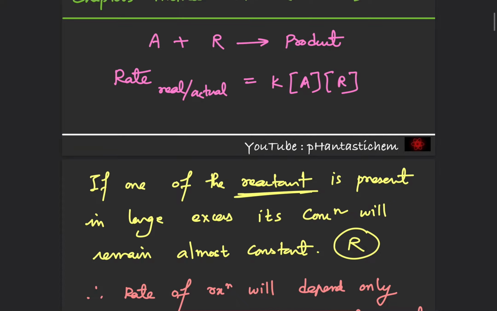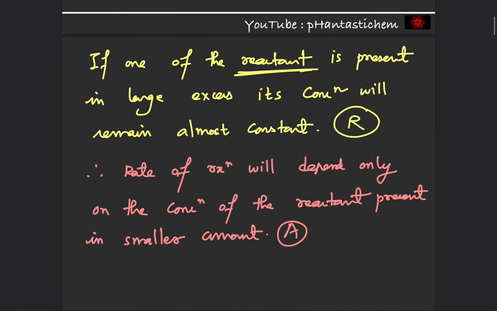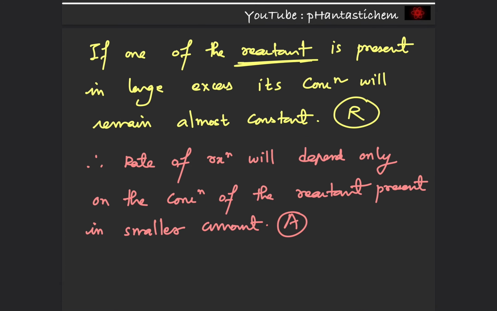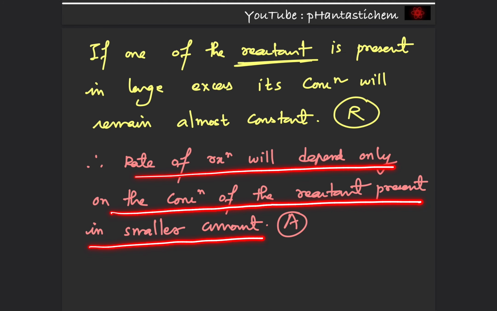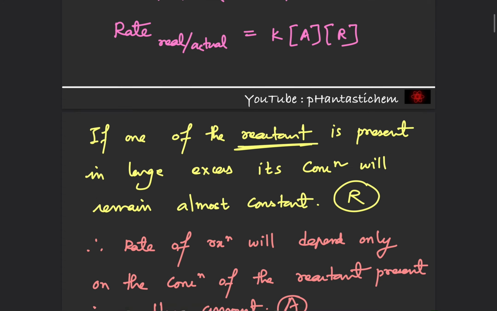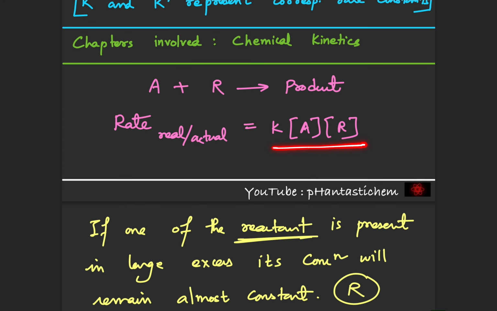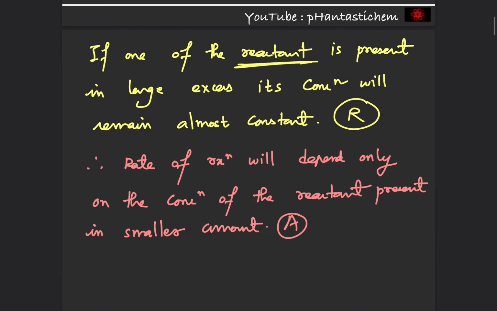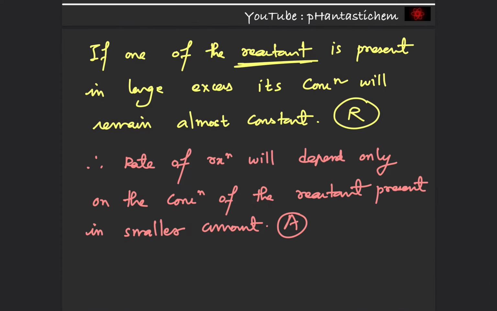So we have two reactants in our question. The concentration of R is 10 times that of A. So therefore R is the reactant which is present in large excess, and A is the reactant which is present in lesser amount. So the rate of reaction will depend only on the concentration of the reactant which is present in smaller amount, that is A. So the reaction seems like a second order, but it becomes a first order reaction. So such reactions which are not truly of the first order, but under certain conditions become reactions of first order, are called pseudo first order reactions. This is the definition, very important.